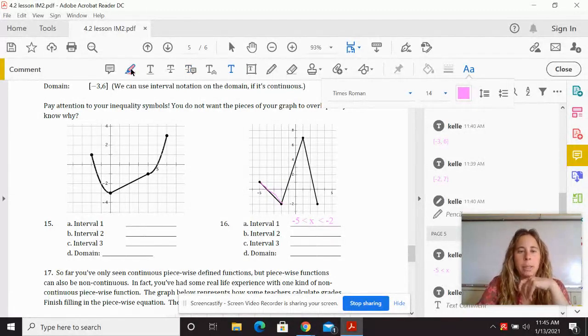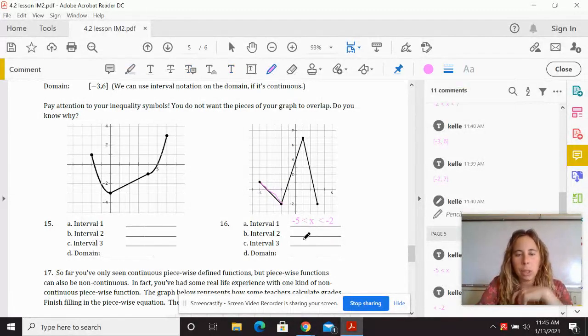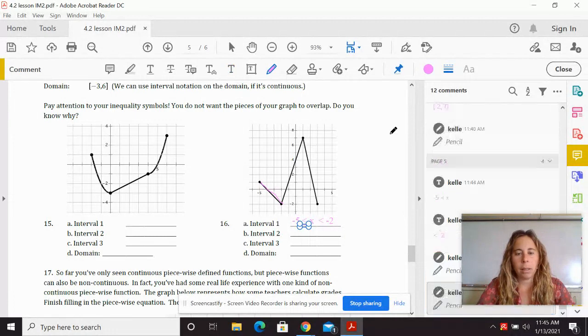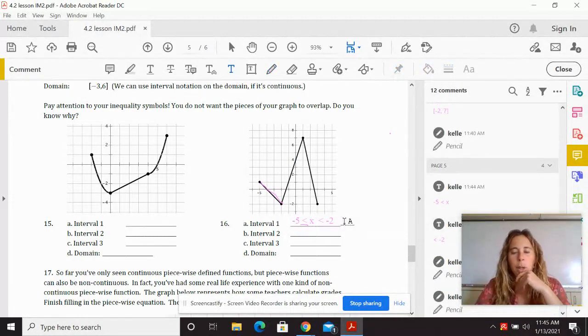So let me grab my pencil, draw in my little equal sign. So this one, x is greater than or equal to -5. You have to write it that way. Okay, let me click off of it. There. This one is where you get to decide. Do you want it to be equal to -2 here or here? We don't have enough information, so it does not matter. It is your preference.